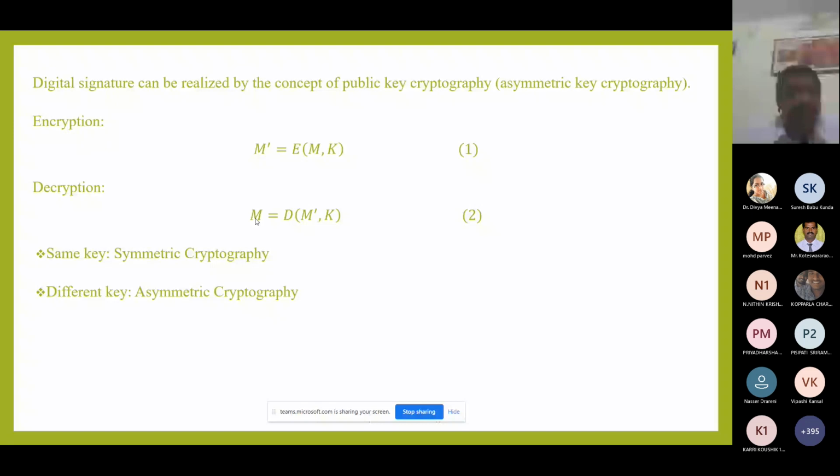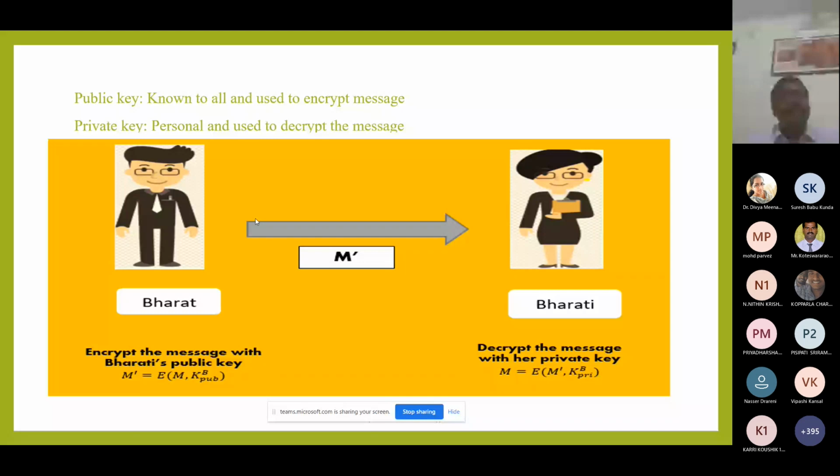So we need two different keys in asymmetric key cryptography. One will be the public key, the other will be the private key. It works under one rule: if a message is encrypted by the public key of one user, it will be decrypted by the private key of the same user. So this is asymmetric key cryptography. Public key, private key, two types of keys. The public key is known to everyone, and it is used to encrypt the message. The private key is personal, used to decrypt the message.